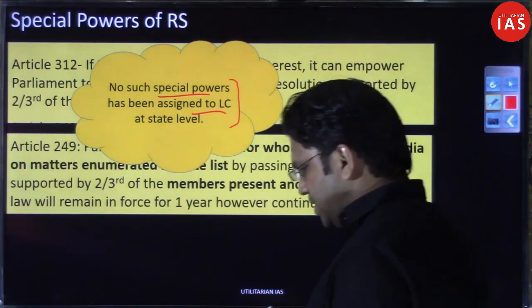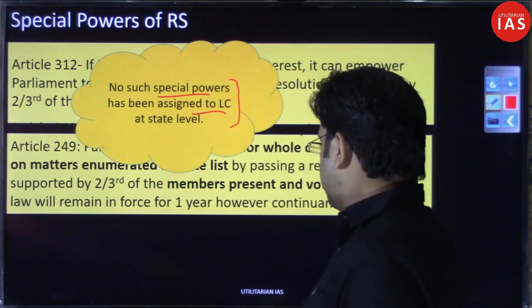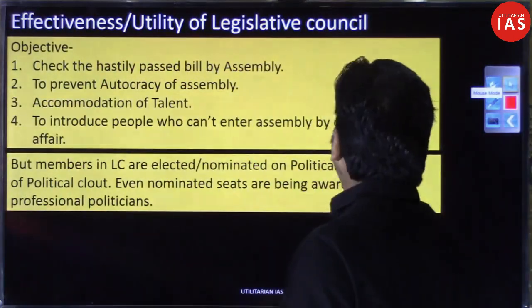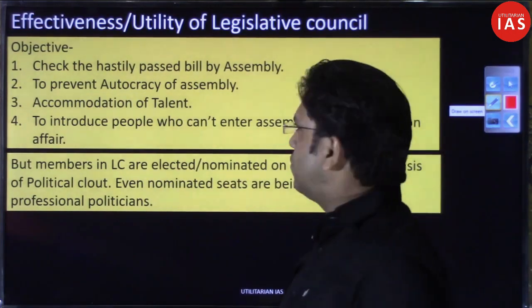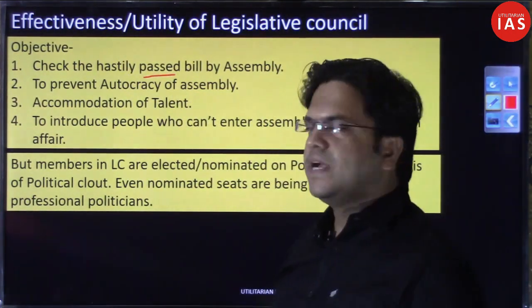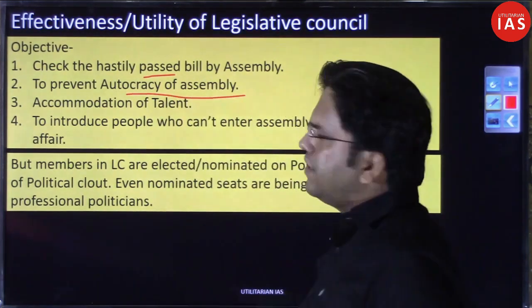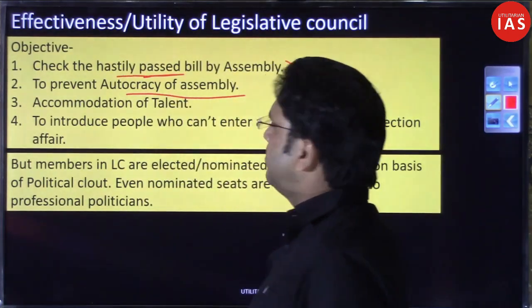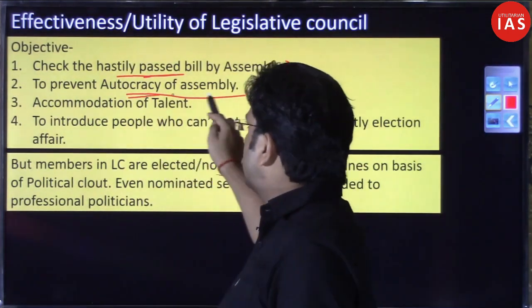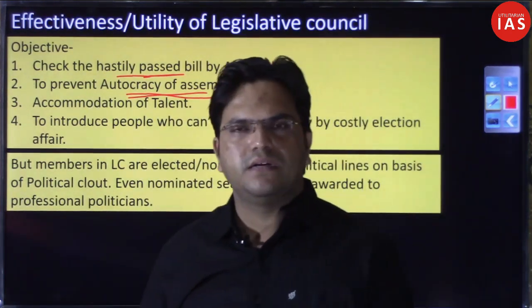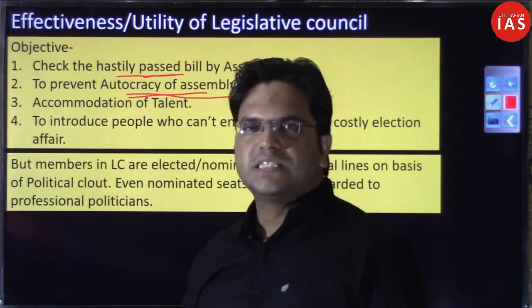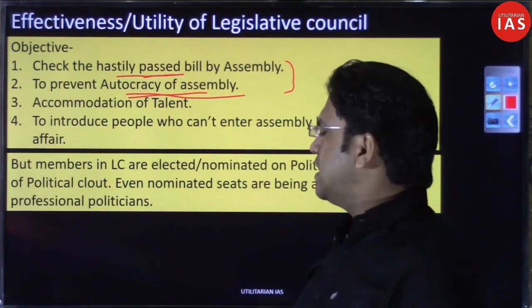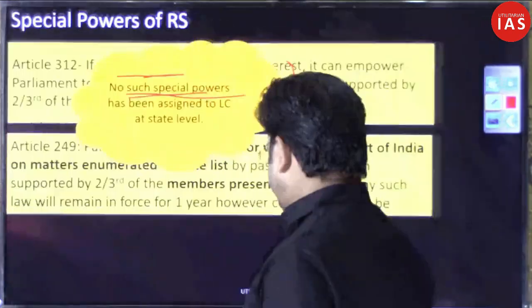But again, I should not get completely into the criticisms only. To some extent, whatever objective has been mentioned has not completely failed. To some extent, it is fulfilling the goal, but not to the extent that was envisioned in the Constitution. It is not that it has entirely failed. Although it has weak powers, to some extent it does control hastily passed bills. To some extent, it prevents autocracy of the assembly. So completely taking a strong point while criticizing this legislative council because of its weak powers would not be appropriate. I hope that point you would have understood.